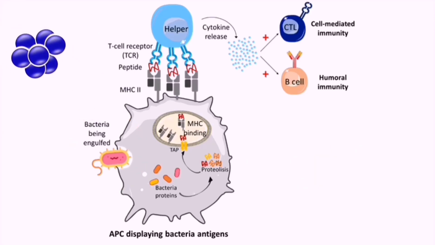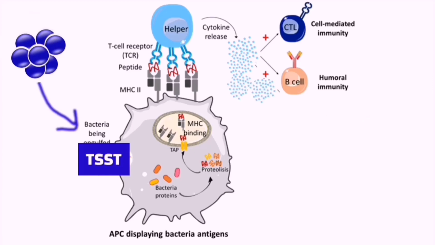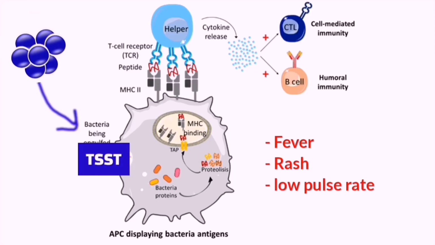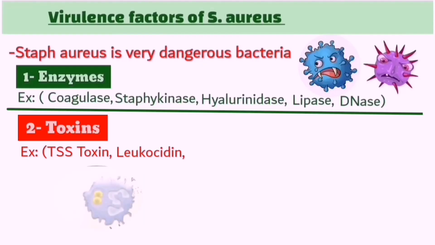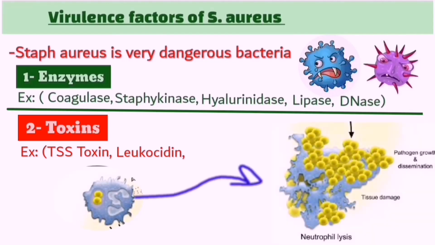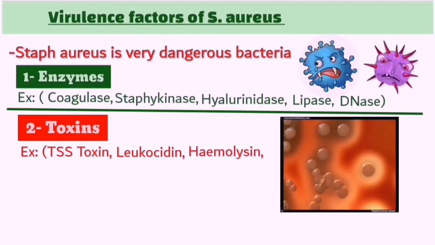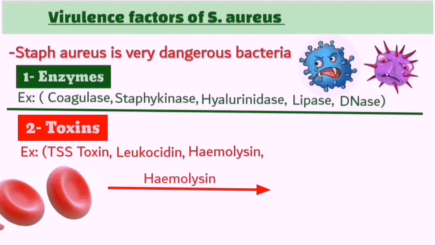But when Staph aureus produces the toxic shock syndrome toxin, it causes a huge release of cytokines that in turn cause a high fever, rash, hypertension, sudden shock, and death. Another toxin produced by Staph aureus is leukocidin, which targets and kills human granulocytes and monocytes. It can also produce hemolysin, which breaks down red blood cells and hemoglobin.